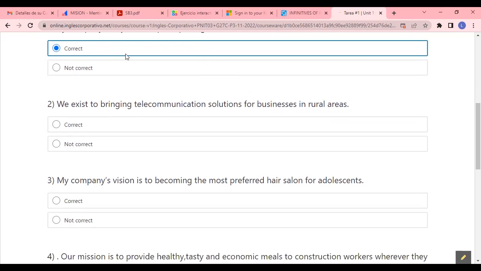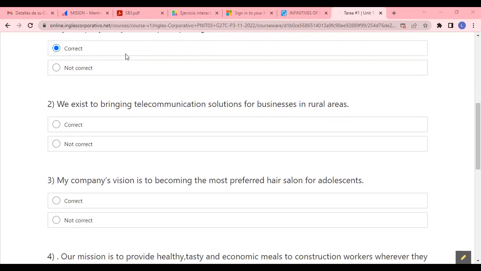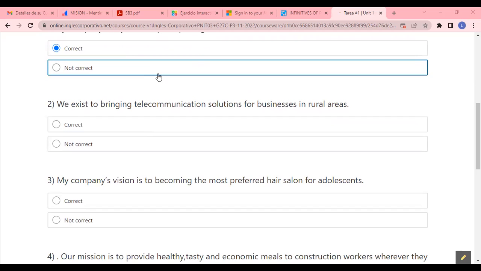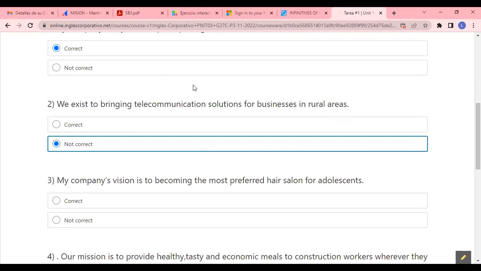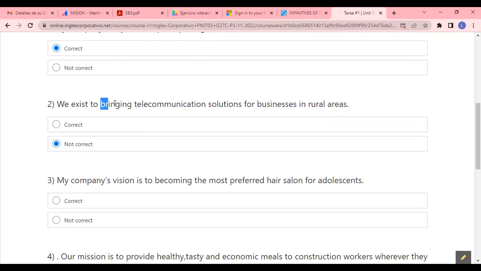Let's see number two. Volunteers, help me, please. Thank you, Ana Veronica. Number two. We exist to bring in telecommunication solutions for businesses in rural areas. Es la oración que me tocó y que me corrigieron. Entonces, it's not correct. Excellent. Porque ahí hablábamos de progressive, no tiene que llevar el ing. Very good, Ana Veronica. Amazing.